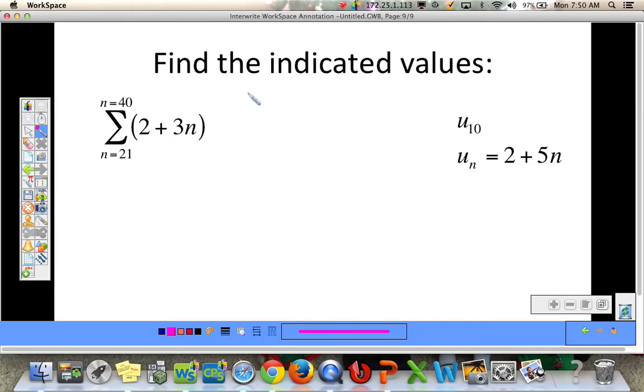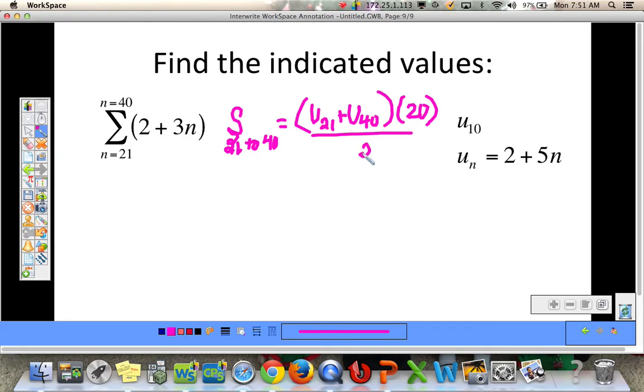And I'll write it up here. But if you want to pause and try and check your answer, this would be a good spot to do that. So the sum of the 21st to the 40th term would be u sub 21 plus u sub 40 times the number of terms. So 40 minus 21 plus 1 would be 20 terms. We're going to divide that by 2. Figure out what u sub 21 is.